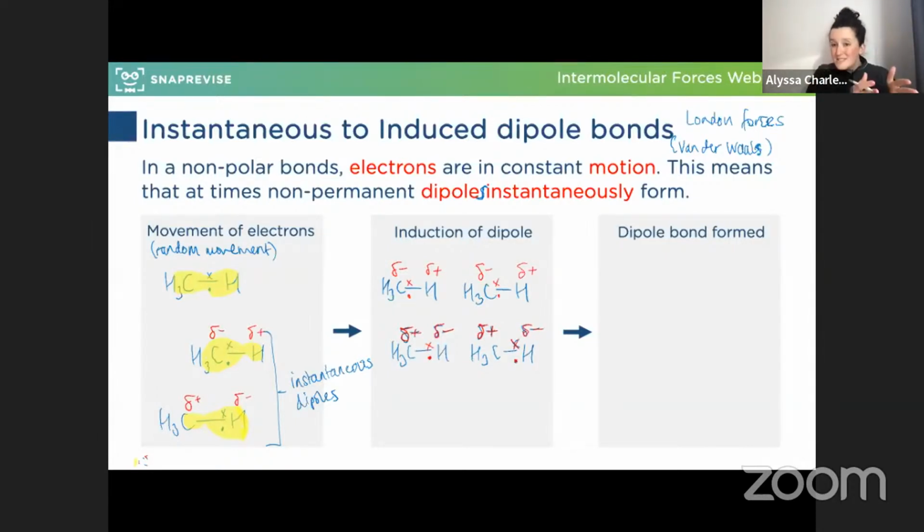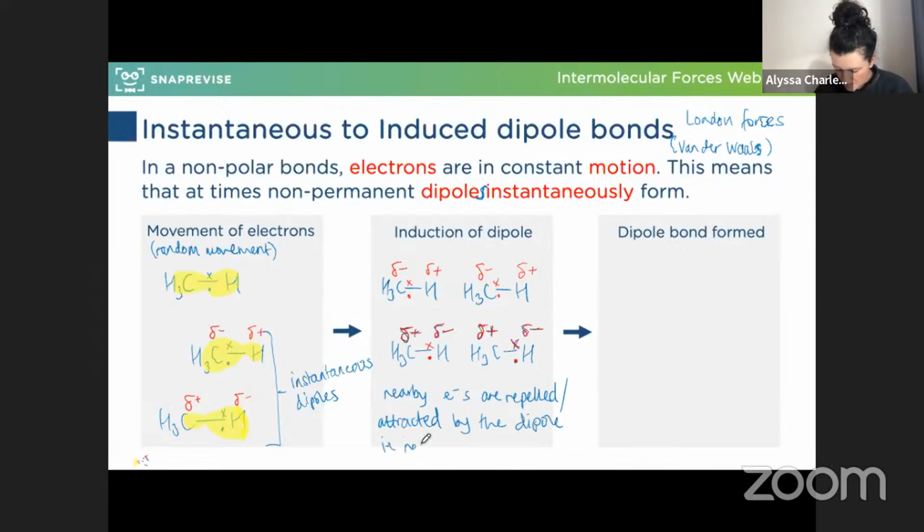In both cases, we have had an instantaneous dipole that's appeared and induced a dipole in the neighboring molecule. So here we get nearby electrons. I'm just being lazy and using E- for electrons. In an exam, you should write the whole word. Nearby electrons are repelled or attracted by the dipole in the neighboring molecule. And then we end up with two molecules with dipoles next to one another that can be attracted to one another.